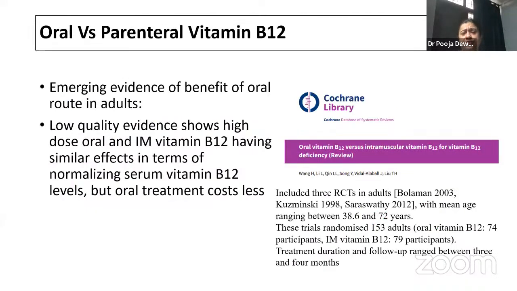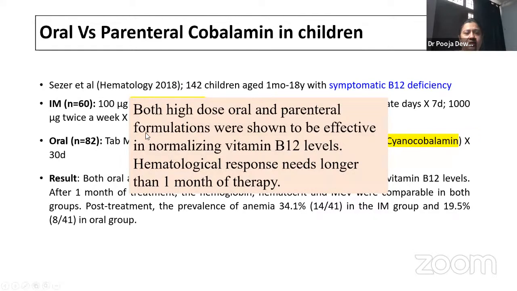So here is a Cochrane review which was published on adult data, and it showed that high dose oral B12 can have effect equal to that of intramuscular B12 in terms of normalizing your B12 with the added benefit of low cost. So it is an effective modality, and it needs to be researched further because the evidence has been rated as low quality. Now, this is a study in children by Caesar et al. Here they compared, it was not an RCT, it was a group comparison.